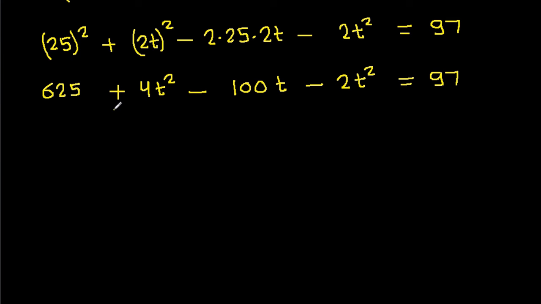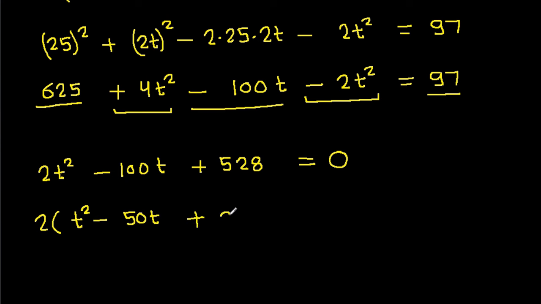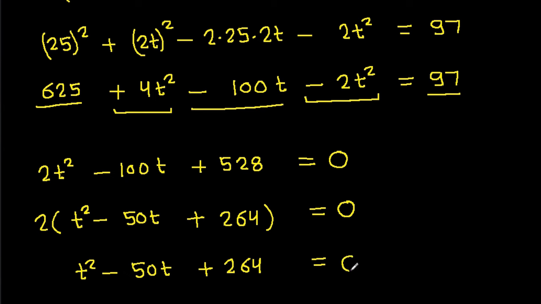And 4t square minus 2t square will be 2t square minus 100t, and 625 minus 97 will be 528. It will be equal to 0. And we can take 2 common, and it will be t square minus 50t plus 264 is equal to 0. So t square minus 50t plus 264 will be equal to 0.